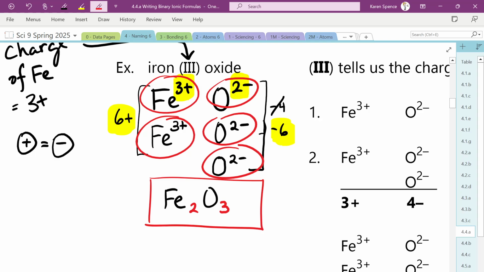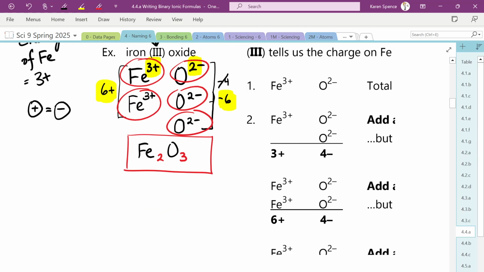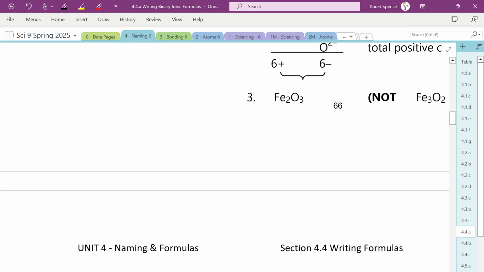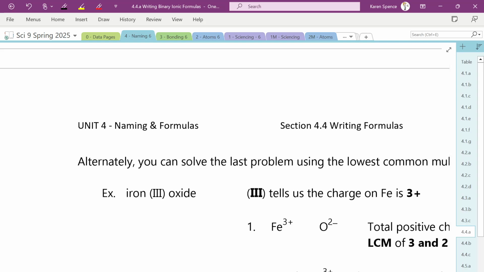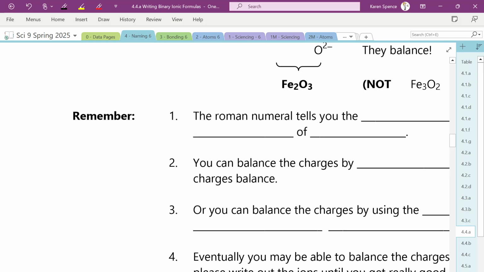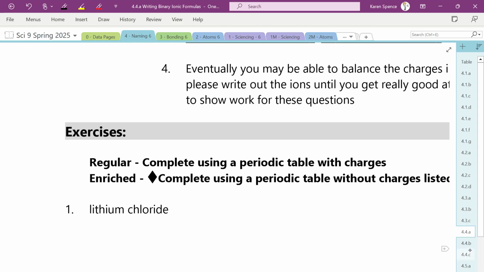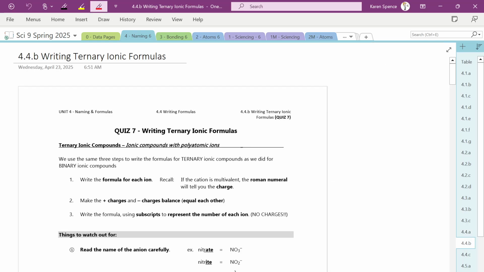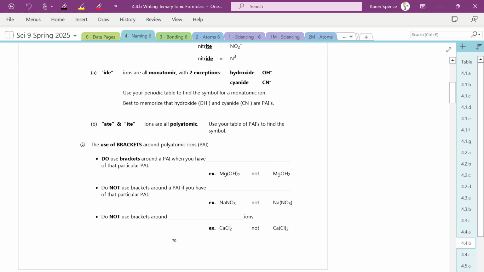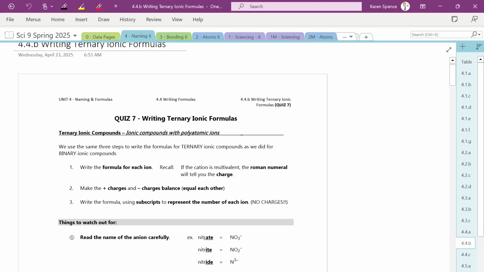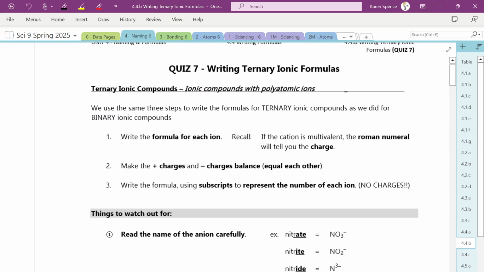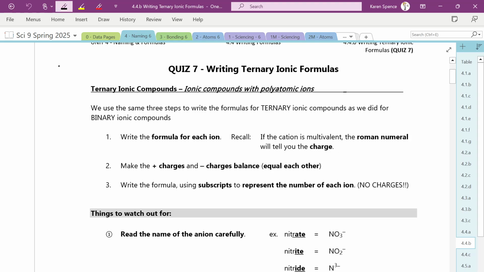So far, so good? Okay, let's see if we have any more examples. No. Okay, we're going to skip ahead to page 70. Page 70.